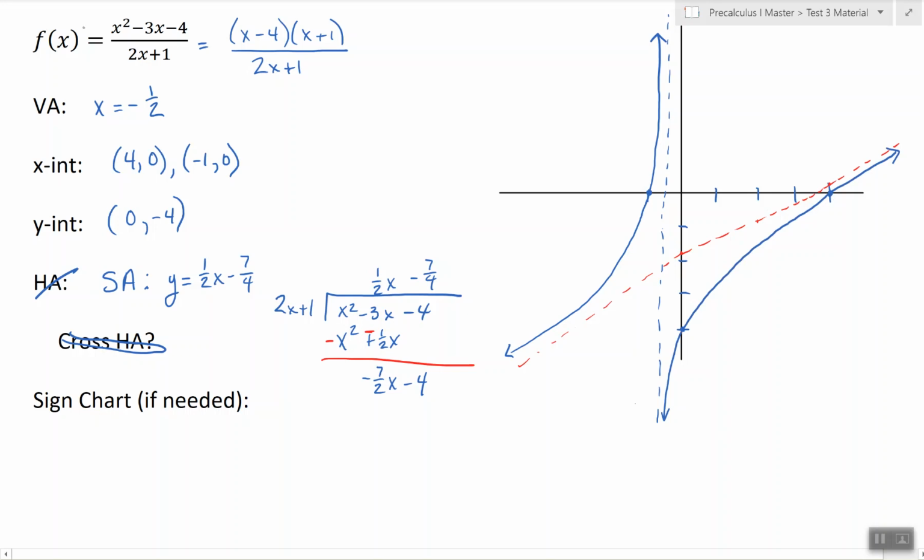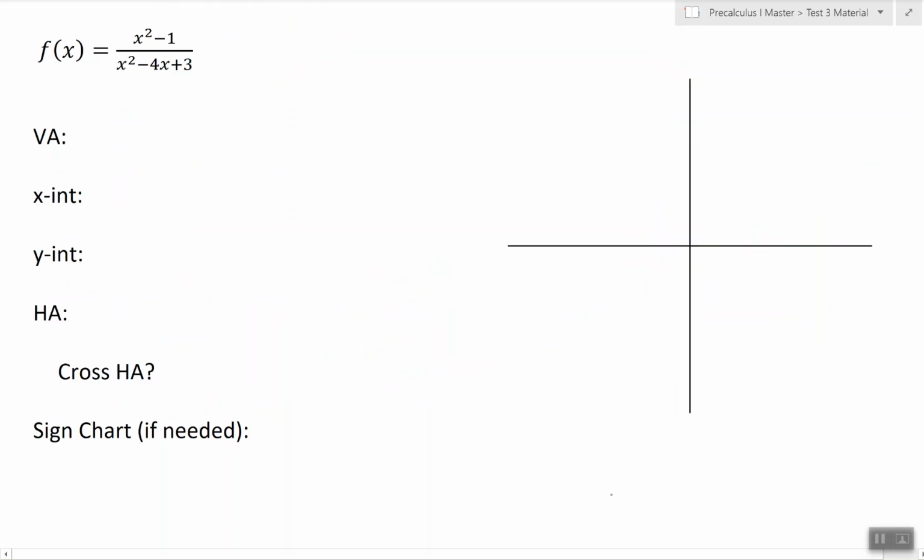If the numerator degree is higher than the denominator degree, you end up with that slant asymptote. All right, we have another where we are going to factor.